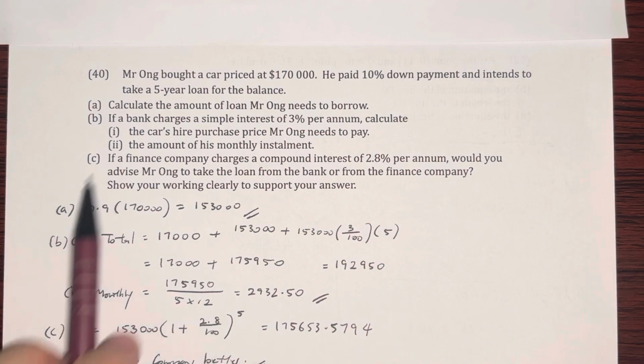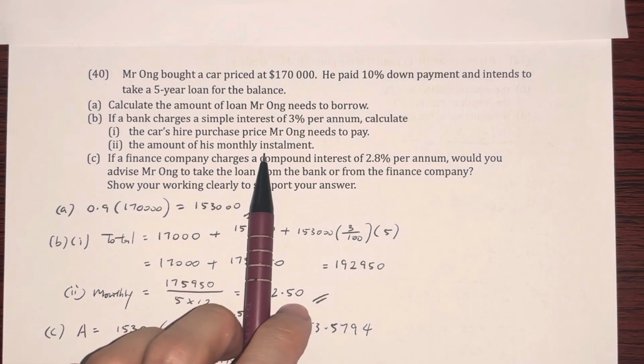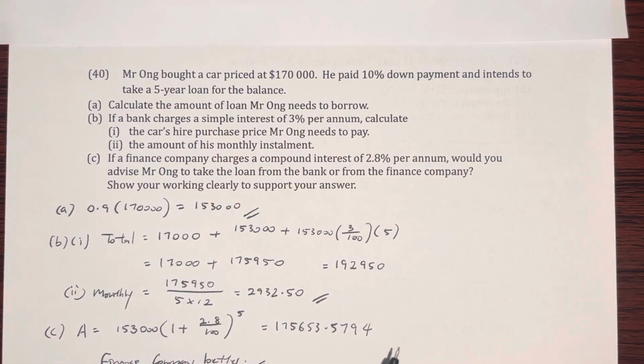Okay. Next, I must calculate the monthly installment. You've got to be quite careful, because for the monthly installment you don't pay installment for this 17,000. You pay for this. This is the leftover plus interest. So I'm taking this number divided by 60, because this is 5 years times 12 months. So this is the monthly installment.